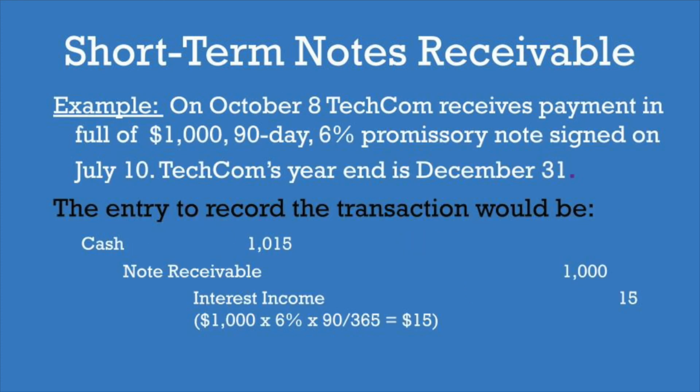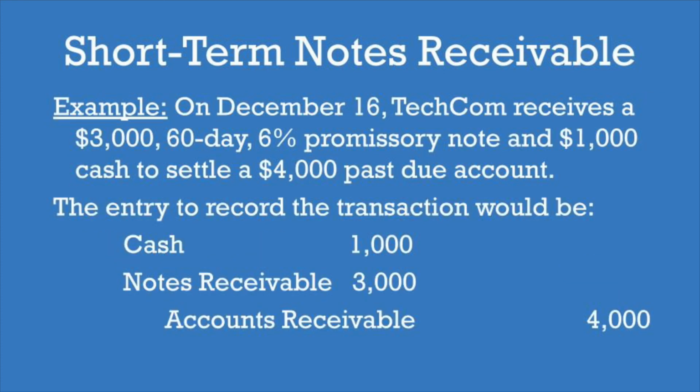Then, next, we have the repayment come back. On October 8th, Techcom receives payment for the $1,000 plus the interest. So in this particular case, $1,015 would come in total, and that would be debit cash, $1,015. On the credit side, notes receivable would be for $1,000, and interest income for $15. Next, let's take a look at what happens when some money comes in.